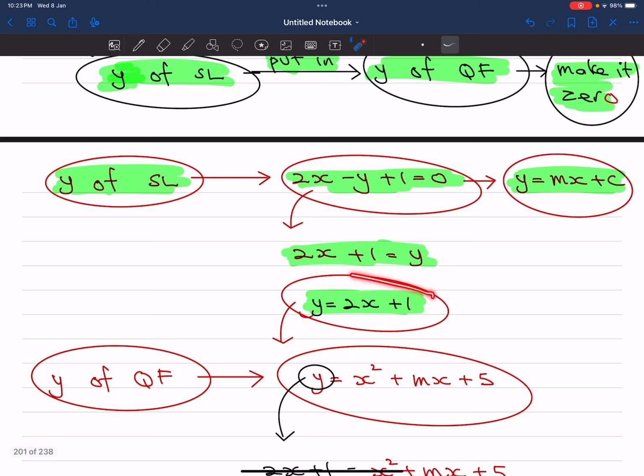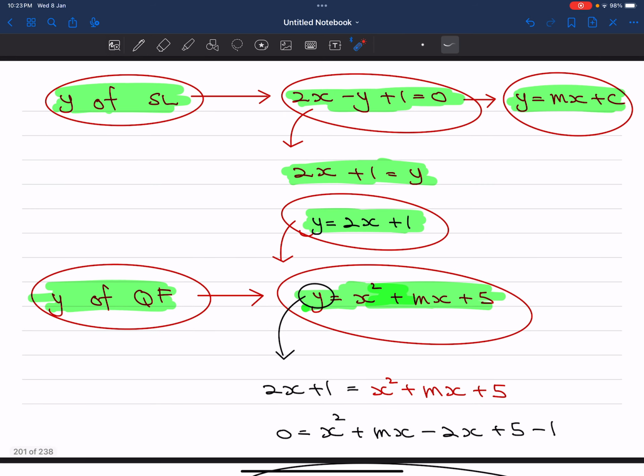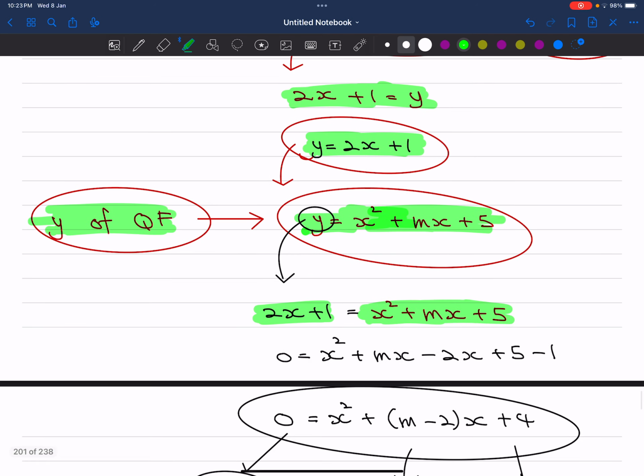I'm going to put the y of the straight line into the y of the quadratic function. And the y of the quadratic function was given, y equals x squared plus mx plus 5. So when you watch, this is the y of the straight line, 2x plus 1. So I'm going to put it inside the y of the quadratic function, substitute with 2x plus 1. On the right hand side, I just copy back x squared plus mx plus 5. Now I must make it 0.